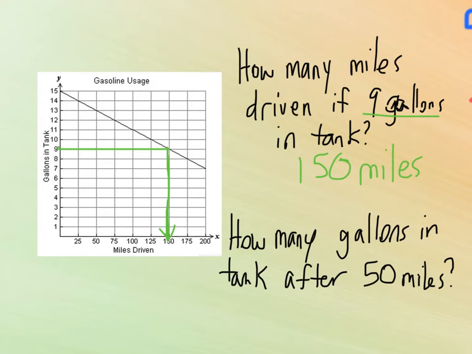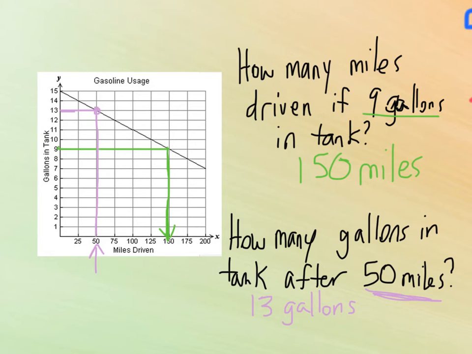Now the next question is how many gallons are left in the tank after 50 miles? In this case, we've been given our x value, the amount of miles driven, and that's at 50, so that's right here. This time I'm going to draw a line up until I reach the graph right there. So that's our point, which has a y value of 13. So the answer would be 13 gallons left in our tank of gas.